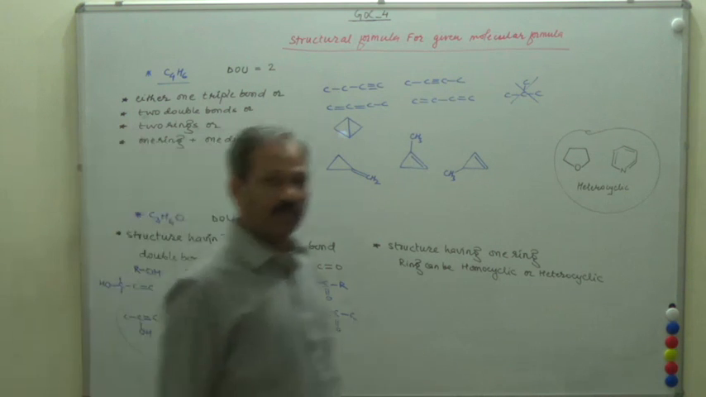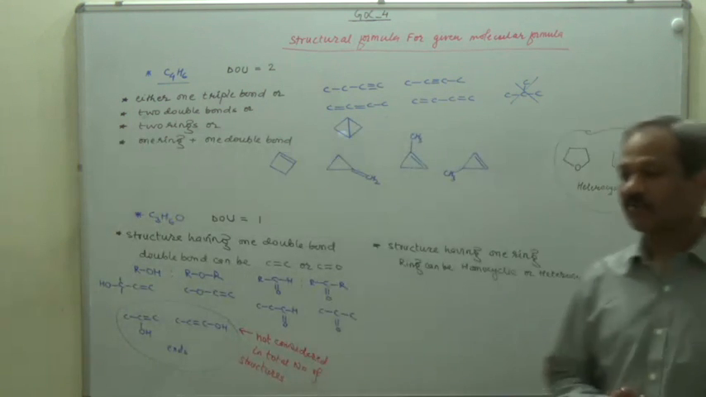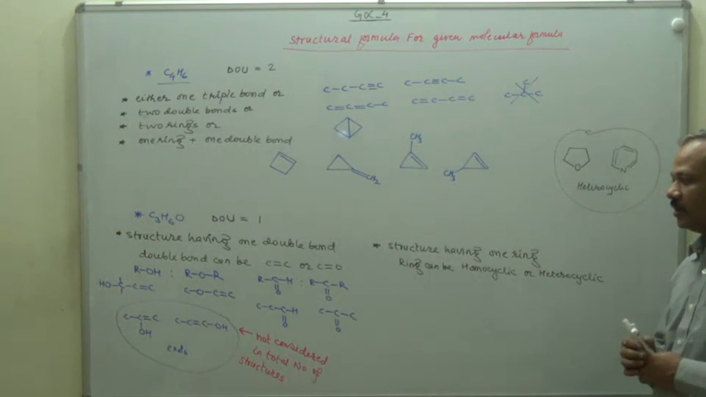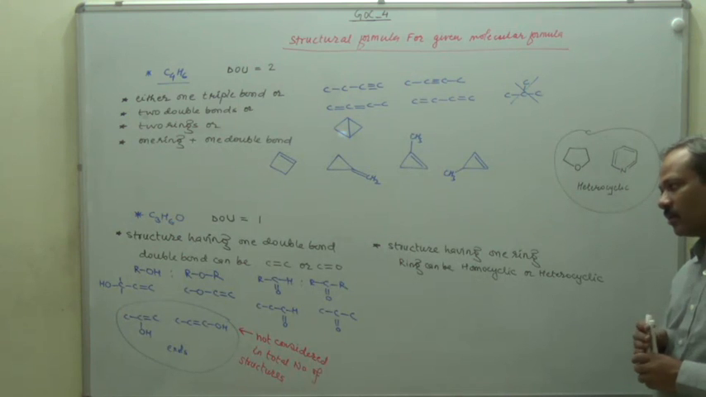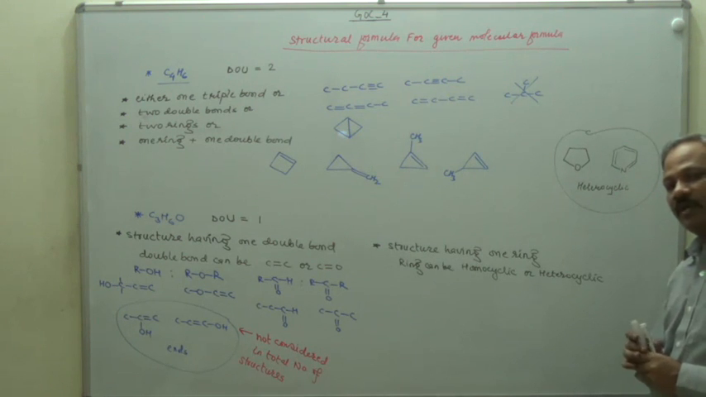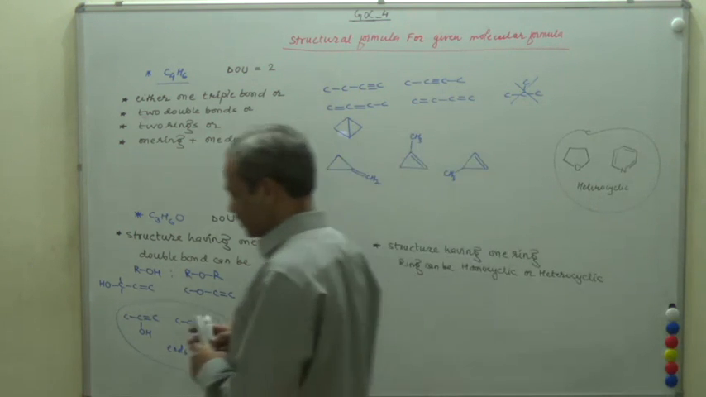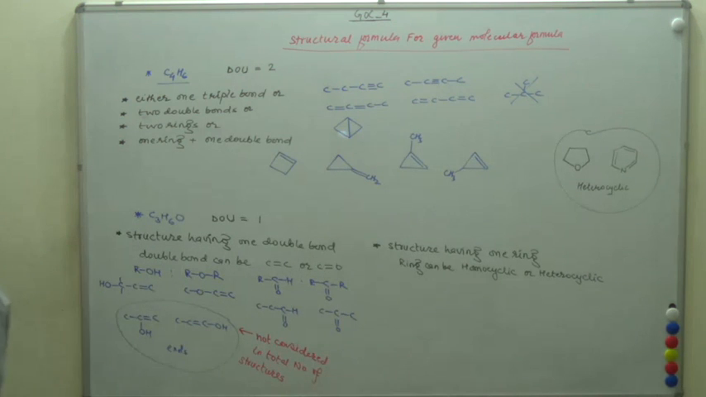Remember that enols are not counted in the total number of structural formulas, in the total number of structural isomers of a compound. And enols are organic compounds in which an OH group is directly bonded to a double bonded carbon atom.